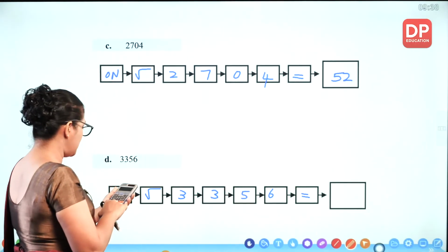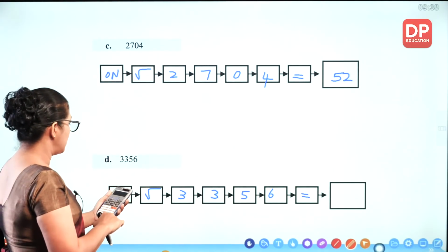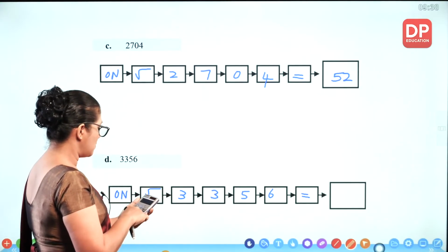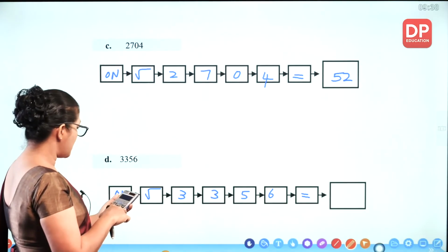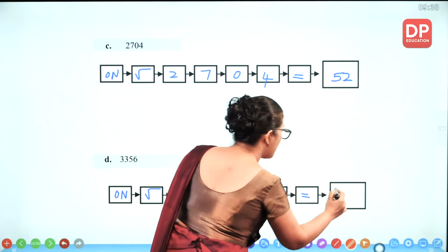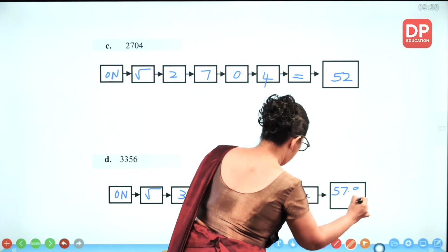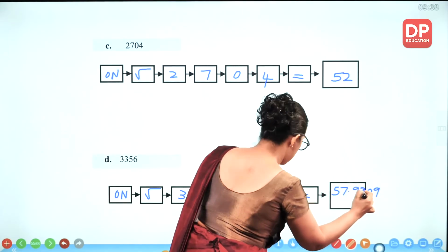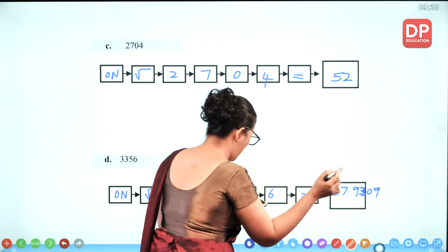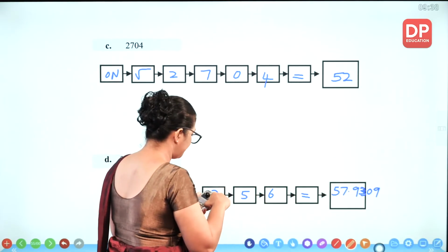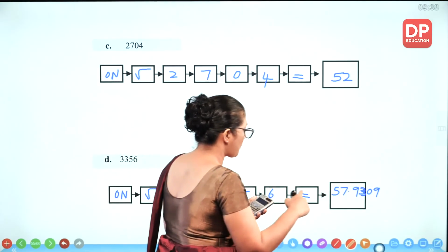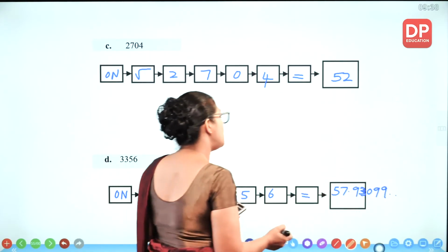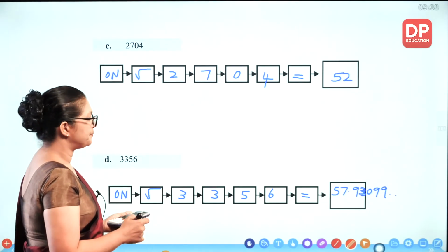Square root of 3356 is, you get a decimal answer, 57.9309. If you are writing the whole thing, you get 8 decimal places, 93099 something. So you don't need to write all the digits.